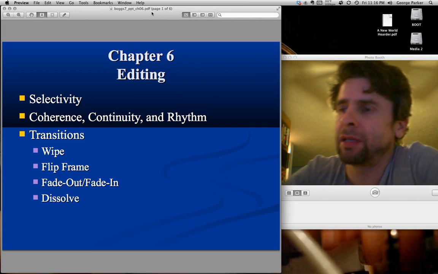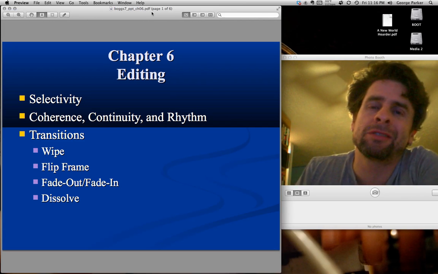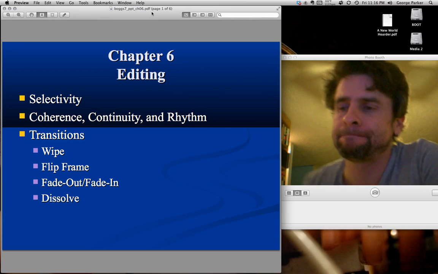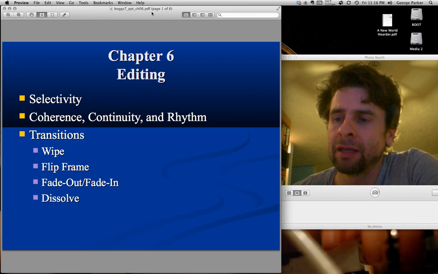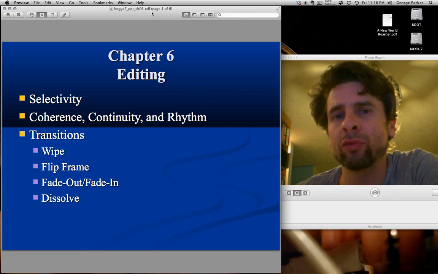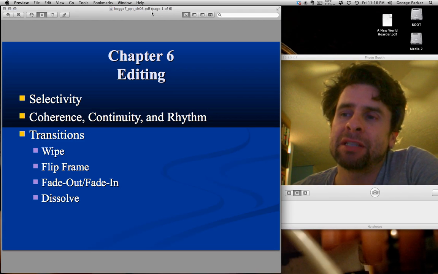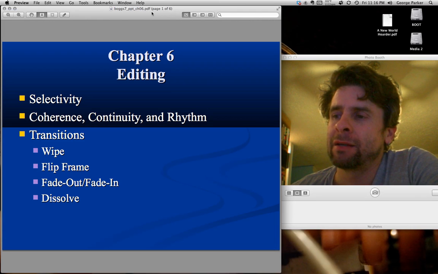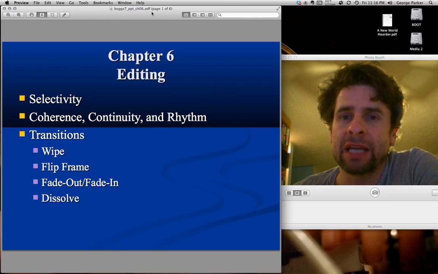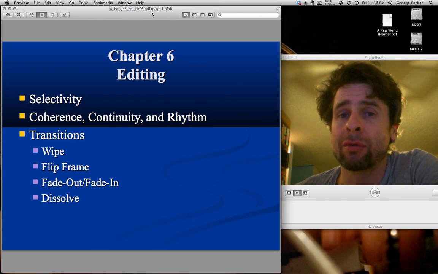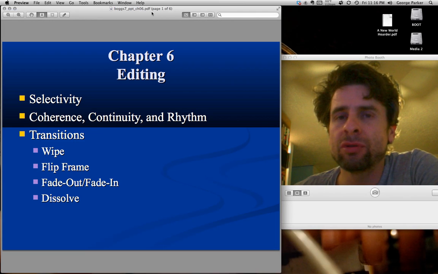Transitions. This book is probably one of the best and, I guess, well-written books about appreciating films. And he takes particular interest in certain aspects of the editing. And transitions are important. They do communicate important information.